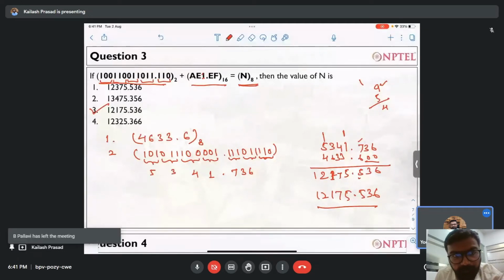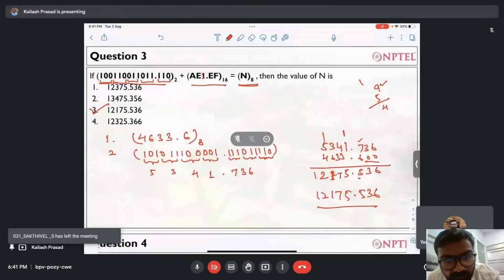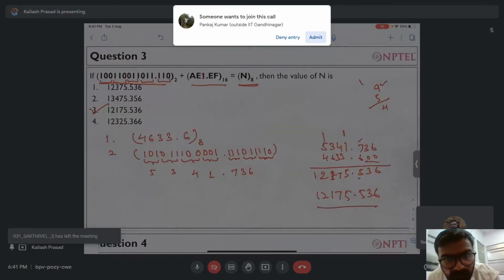If the number is less than 3 in the left side, in a pair of 3, then what will I do?